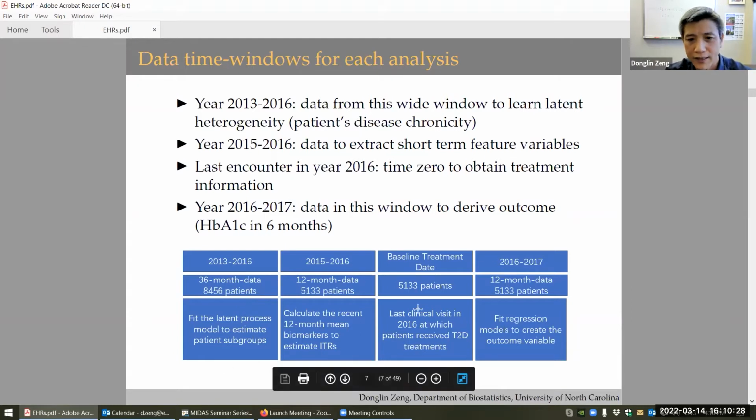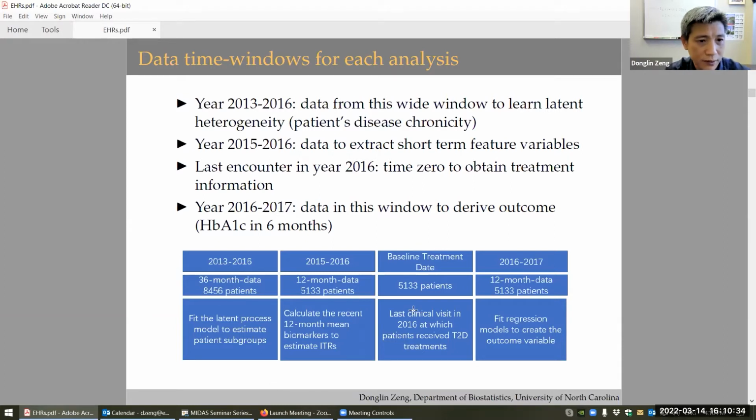So to summarize, this is the 5-year window data, but we're going to use the first 3-year window to try to extract the long-term latent features about the patients. We use the 1-year window, 2015 to 2016, to get their more recent health state. So we can use this state variable when you make a treatment decision.